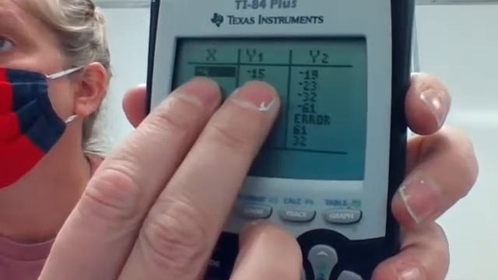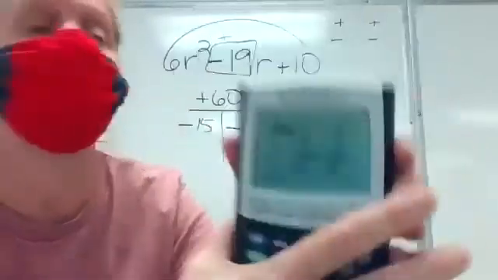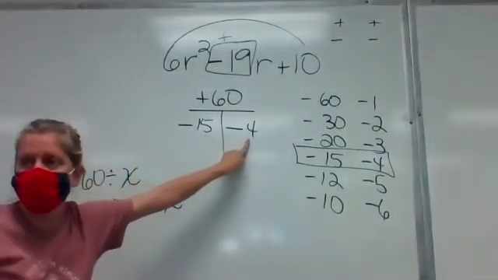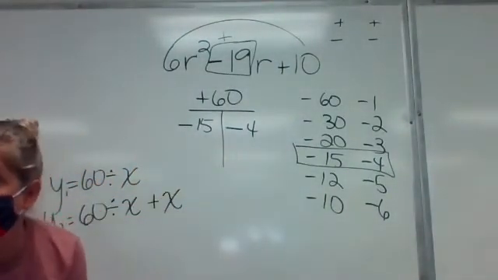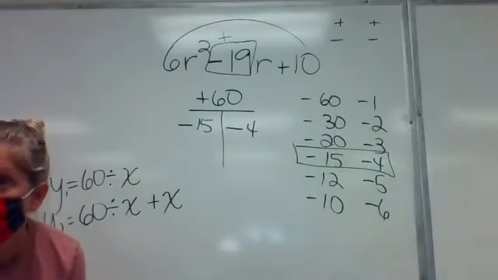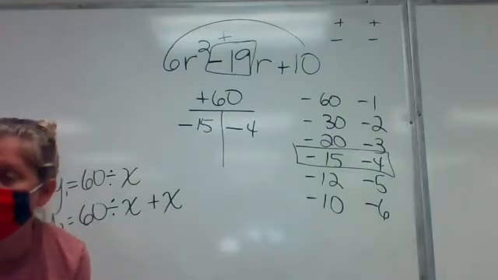4 and 15. Both negative. -4 and -15. It does this for you. Gets your signs right for you. It does everything you want it to do.